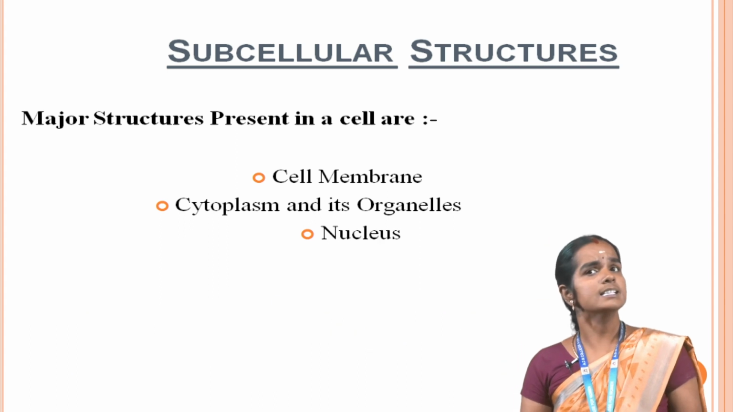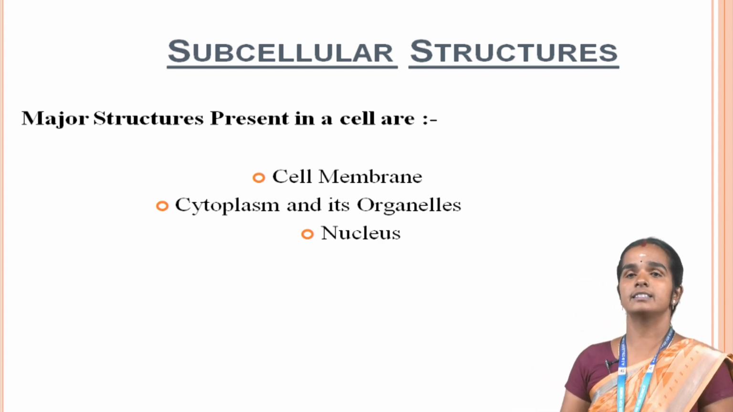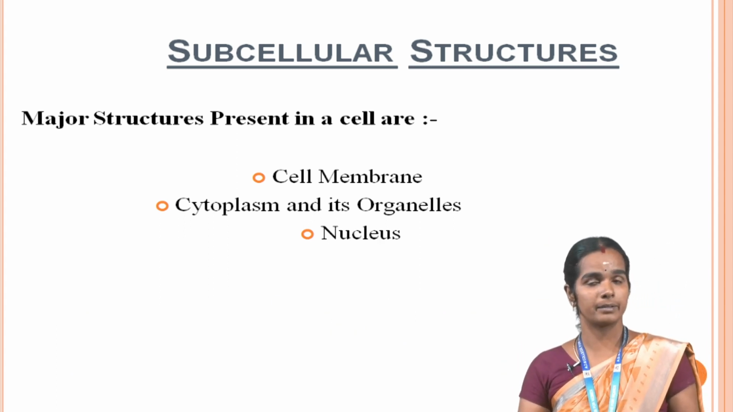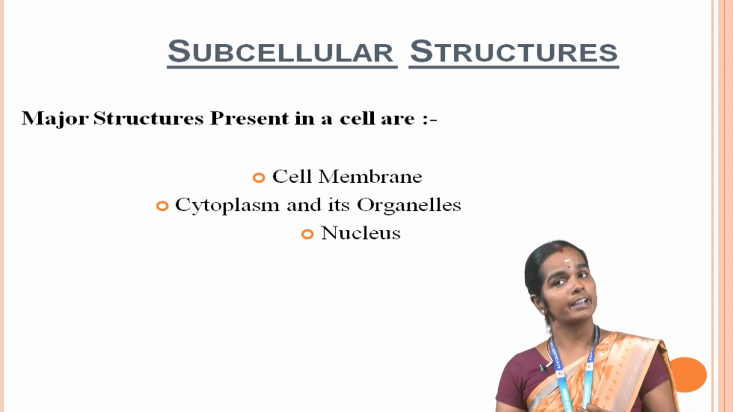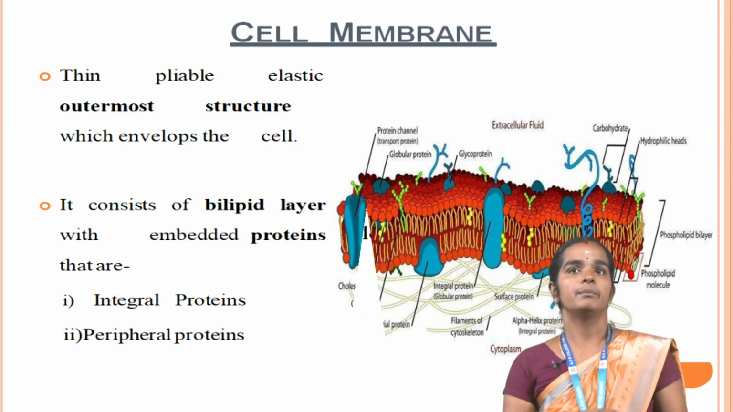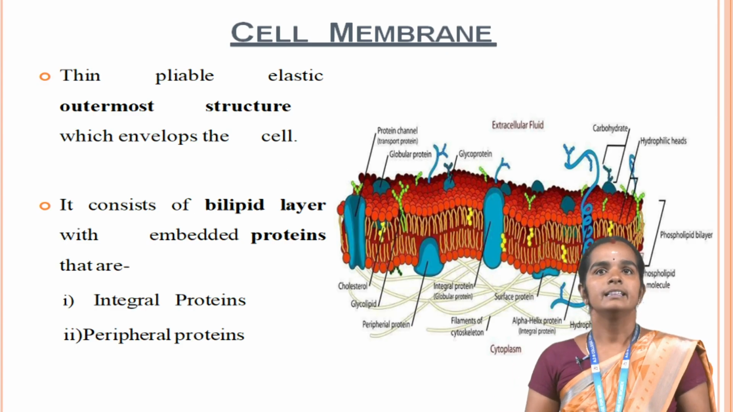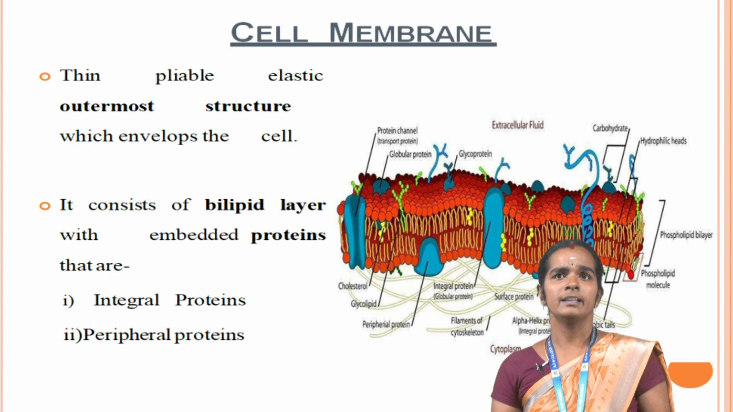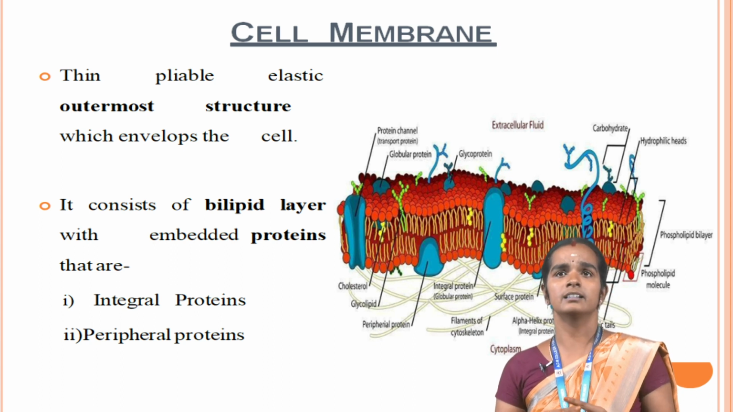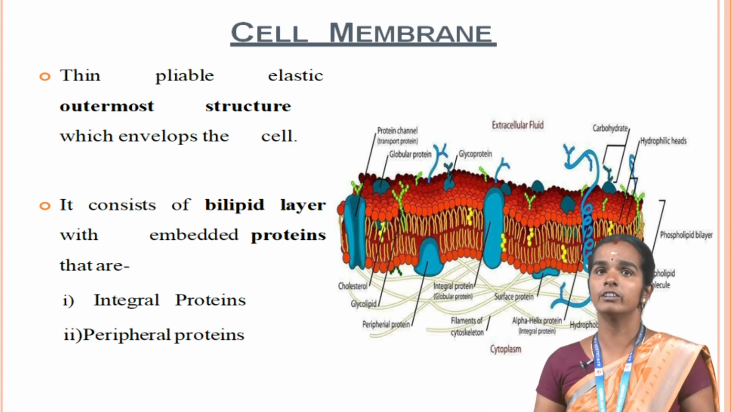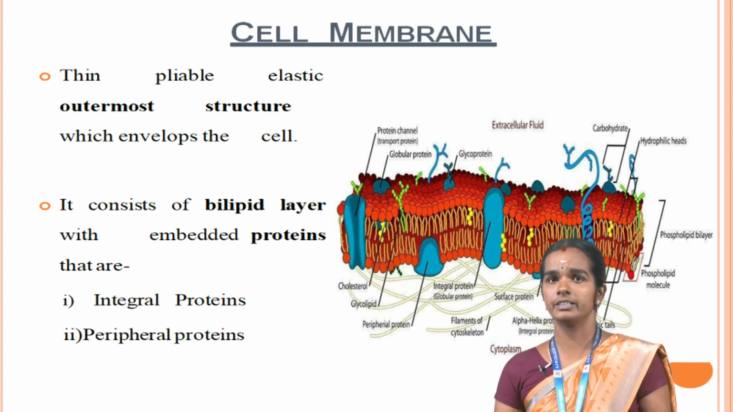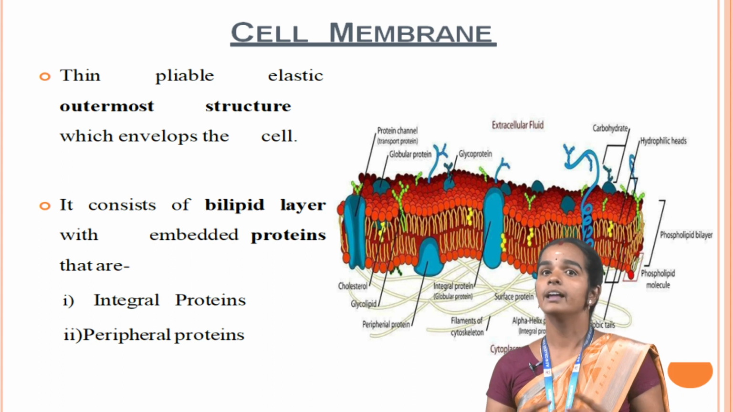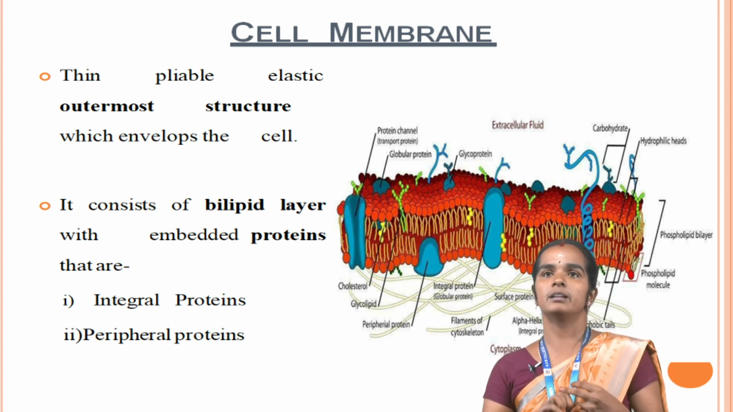Major substances present in the cells are three types. One is cell membrane, then second one is cytoplasm and its organelles, then finally nucleus. Cell membrane, it is the first. This is a thin, flexible, elastic outermost structure which envelops the cell. It consists of a bilipid layer with embedded proteins that are integral protein, then peripheral protein.